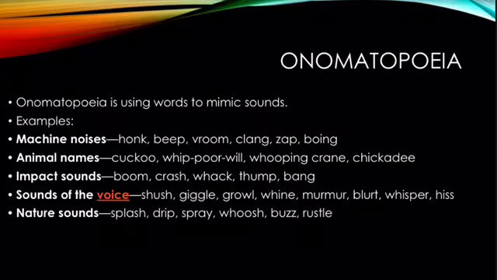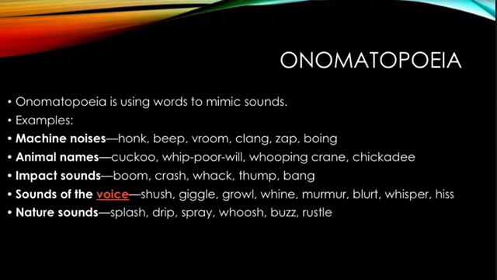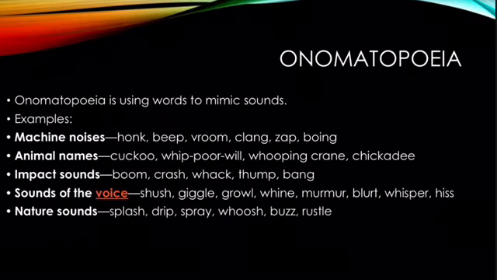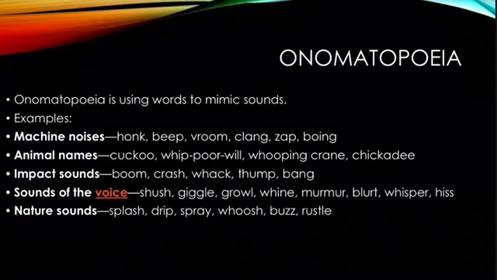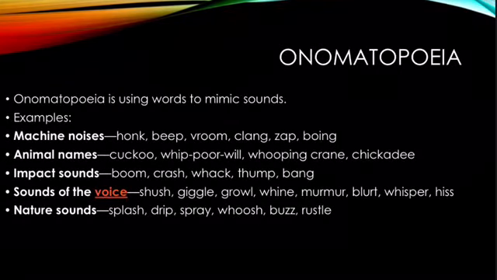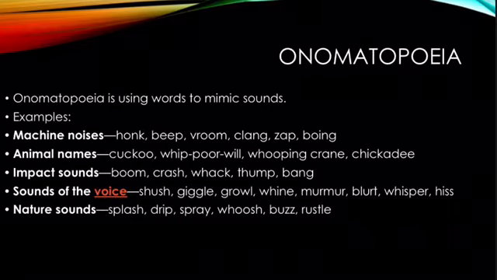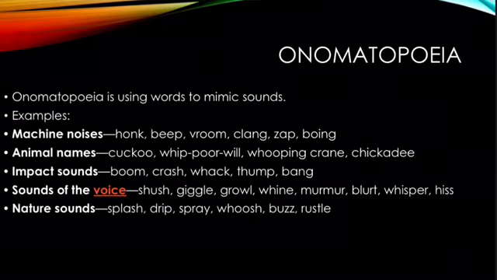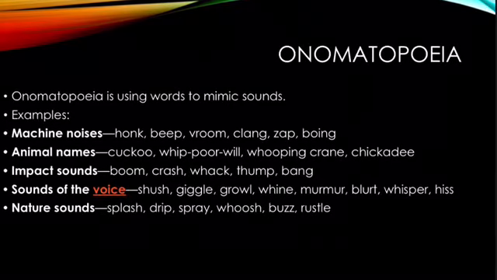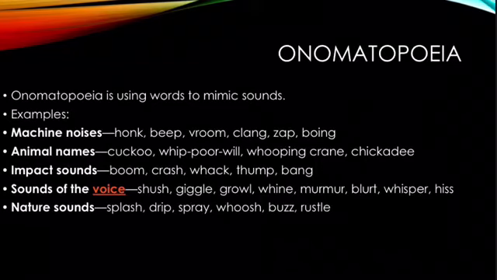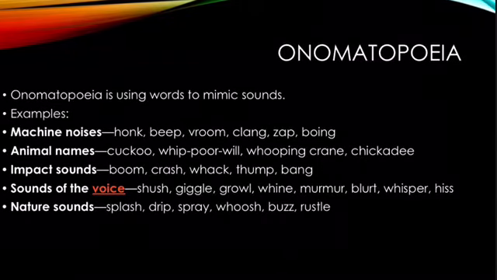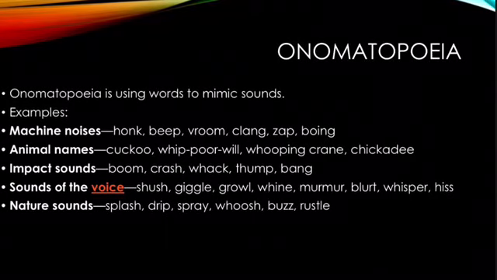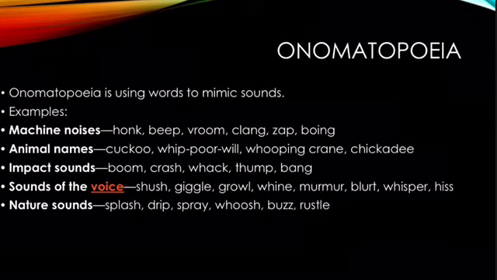The last kind of figurative language we will discuss today is called onomatopoeia. Onomatopoeia is using different kinds of words to mimic sounds that we would hear. Some examples of onomatopoeia are words that help us to understand machine noises, like honk, beep, vroom, clang, zap, boing. It could also be animal names or animal sounds, cuckoo, chickadee, whooping crane. The word whoop is onomatopoeia. It could be sounds of impact, and these ones might be the most common: boom, crash, bang, whack, thump.